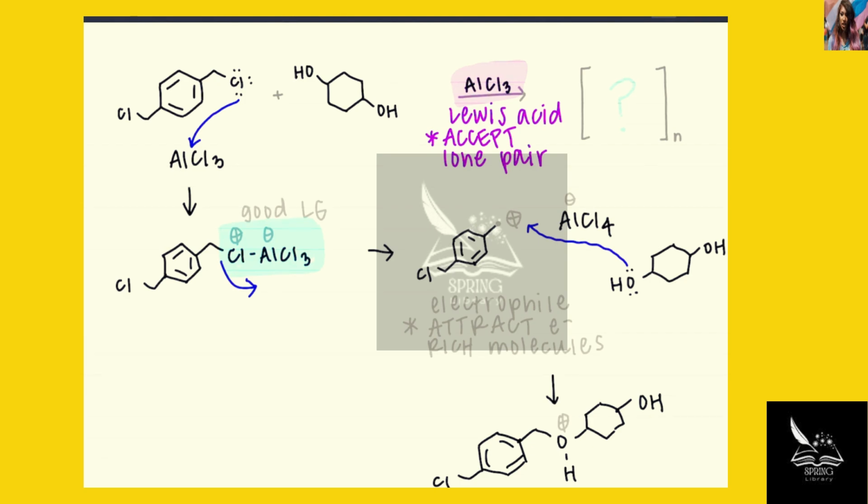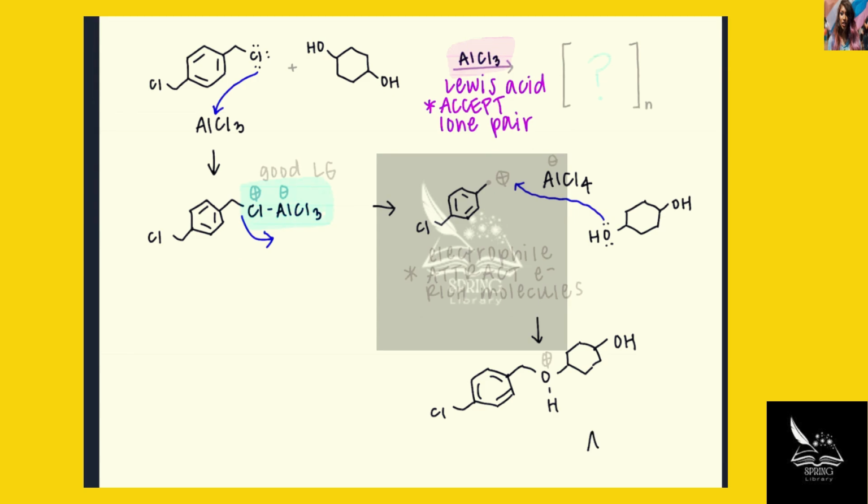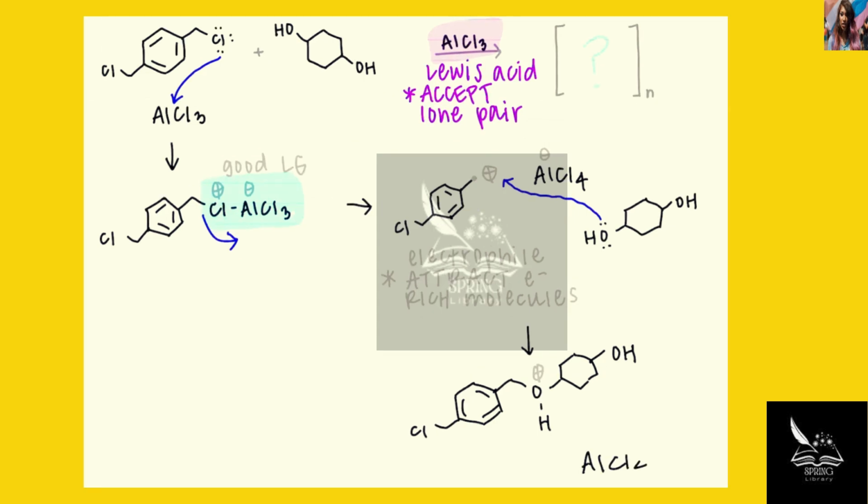And with this molecule, we still have this base still floating around. So this is the conjugate base of our Lewis acid. So I'm just going to go ahead and rewrite that down here, because what that's going to do is going to remove this proton from our oxygen. So again, this has a negative charge on it.